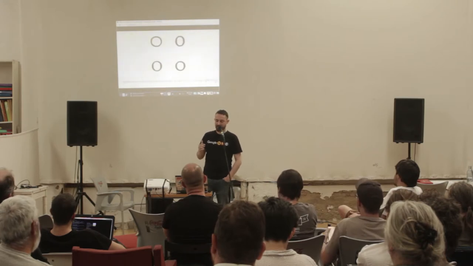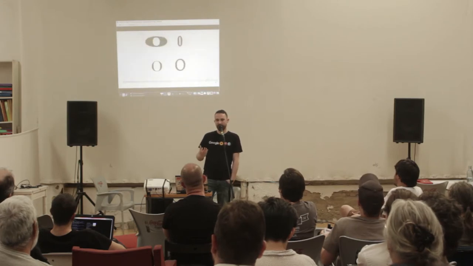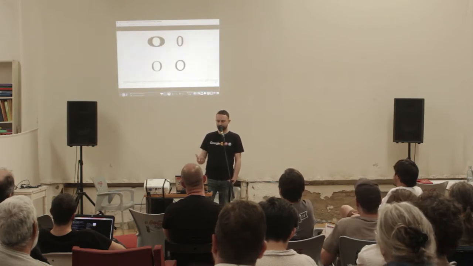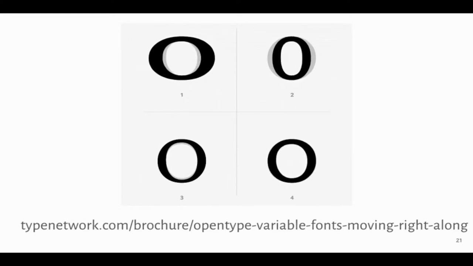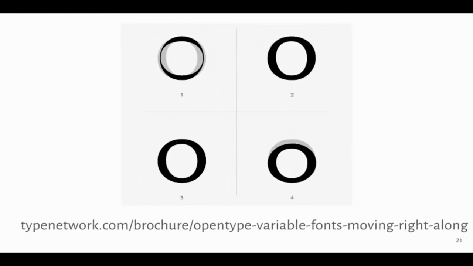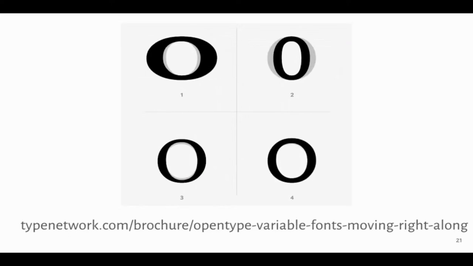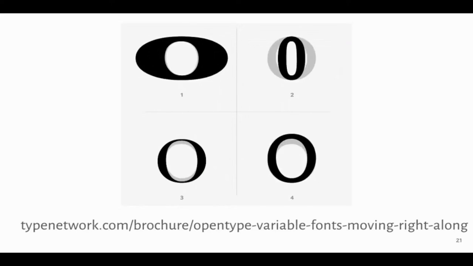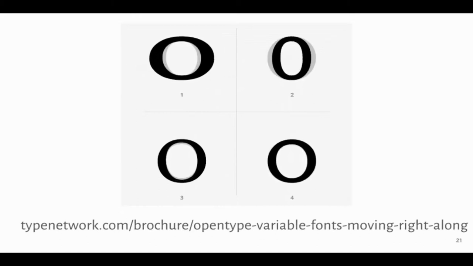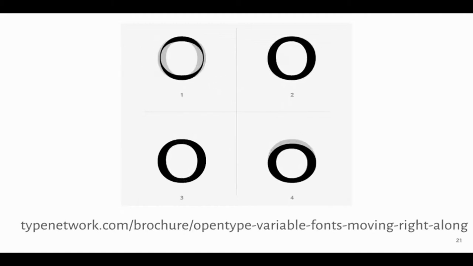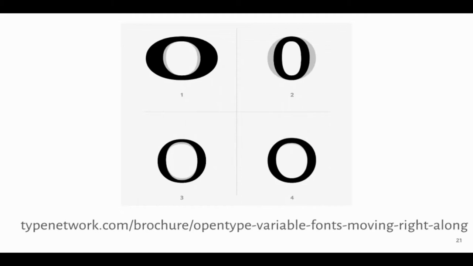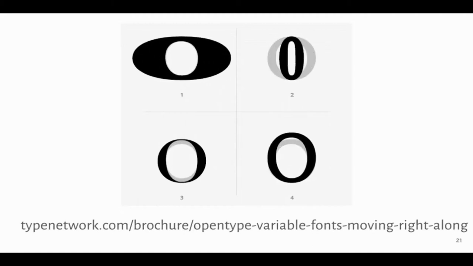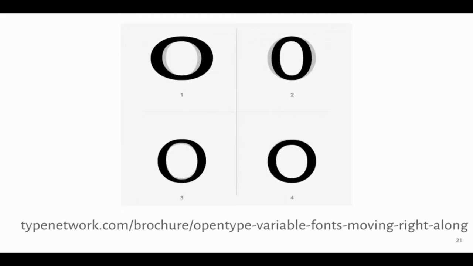So in this diagram, you can see that there are four versions of the letter O, and each is varying on a kind of primary axis. So on the top row, number 1 and 2, you can see that there are changes happening only in the X dimension. And on the bottom row, numbers 3 and 4, the changes are happening only in the Y dimension. And then on the left side, number 1 and 3, the changes are happening to the black stroke of the letter. And on the right, the stroke stays the same width, and the counterform inside the letter is what's changing.